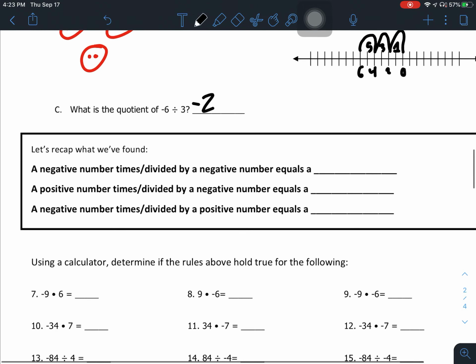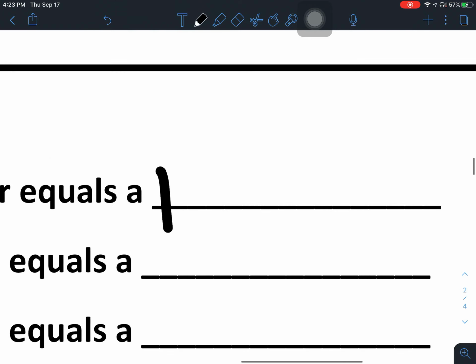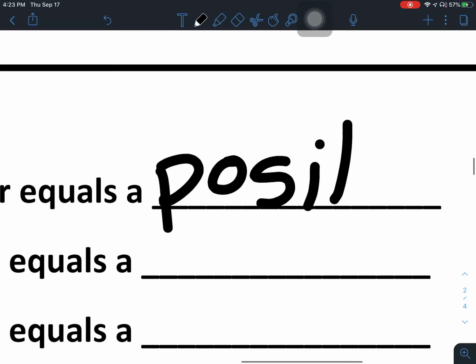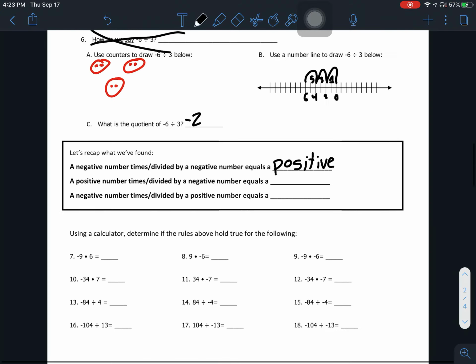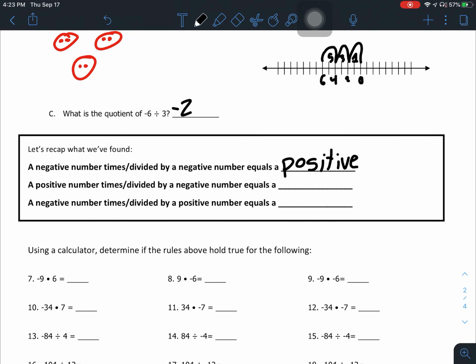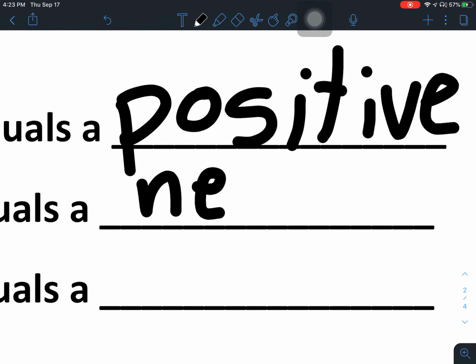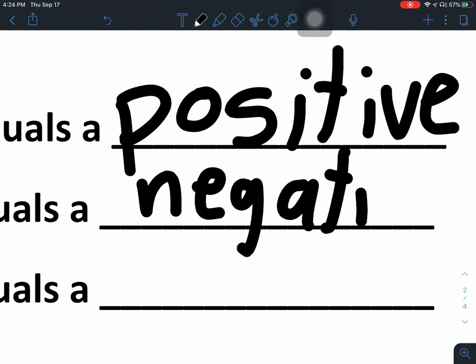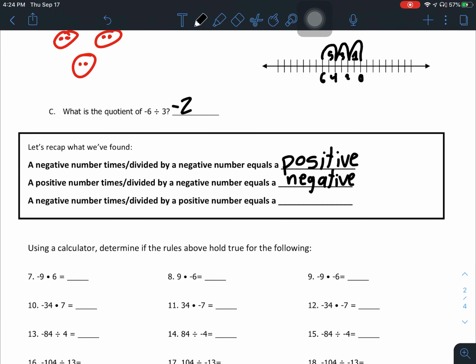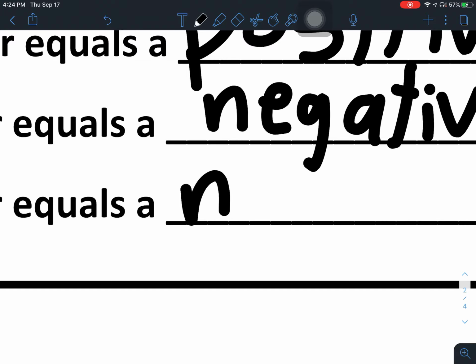Now let's recap what we found. A negative number times or divided by a negative number equals a positive number. If you recall at the beginning of the video, a positive number times or divided by a negative number equals a negative number. And lastly, a negative number times or divided by a positive number equals a negative number.